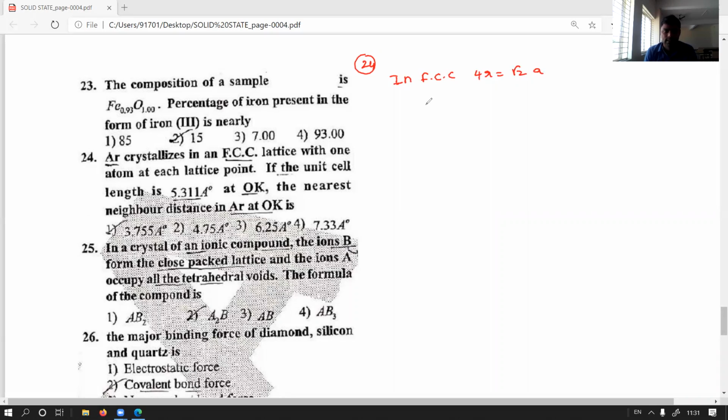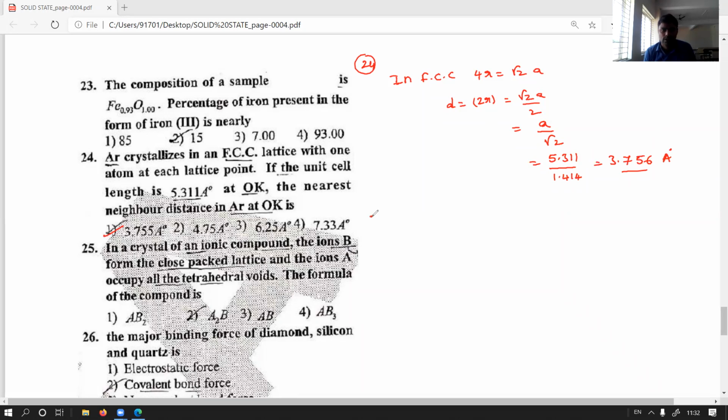So the nearest neighboring distance D is equal to 2R, which is root 2 A by 2, nothing but A by root 2. The A value they gave is 5.311, and root 2 value is 1.414. On simplification we will get 3.756 angstroms. So the first option is correct.